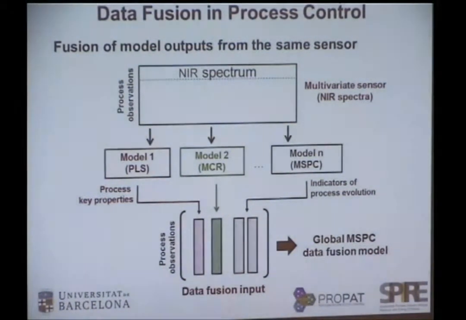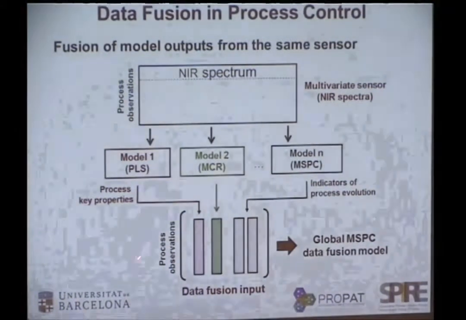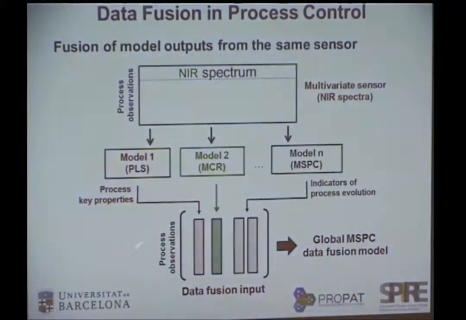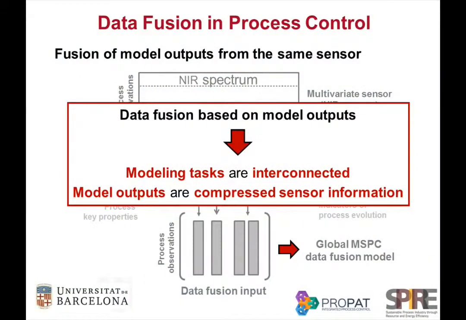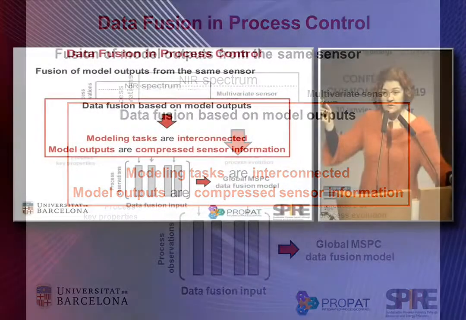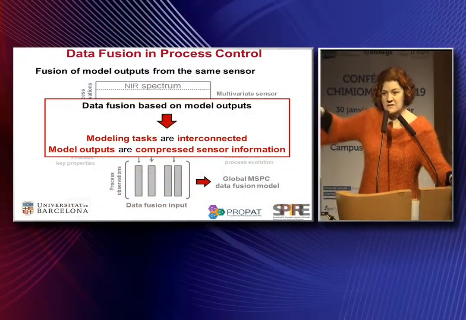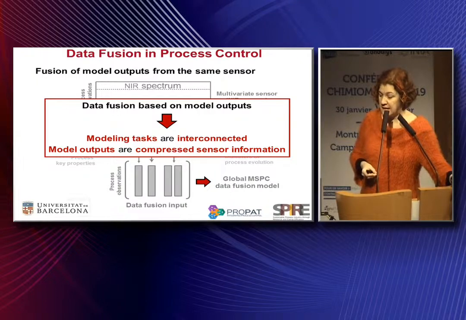In this case, what you can do at the end is a global MSPC model that takes into account these kind of outputs explicitly and puts them together, because all those are telling different things about your process. Of course, it is interesting in these kinds of platforms because it means that all the modeling effort that you do is interconnected at the end, so you are not doing extra tasks to get the information of this sensor. And of course, you compress the information of your sensor, and if you want to store it afterwards, that is much easier than storing the raw measurement.